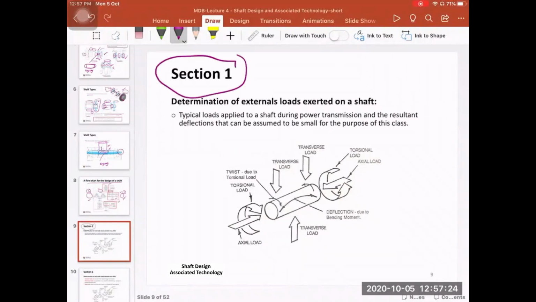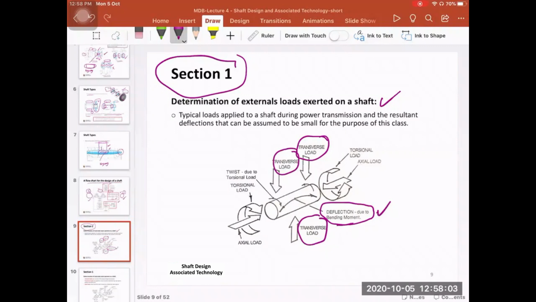So in section 1, the first part is to determine the external loads exerted on the shaft. And this figure here shows you typical applied loads on a shaft. So for example, we have transverse loads. These are something similar to the radial load that is coming from the spur gear. Then this makes the shaft deflect, because of the bending. So transverse loads cause bending, and bending causes lateral deflection.